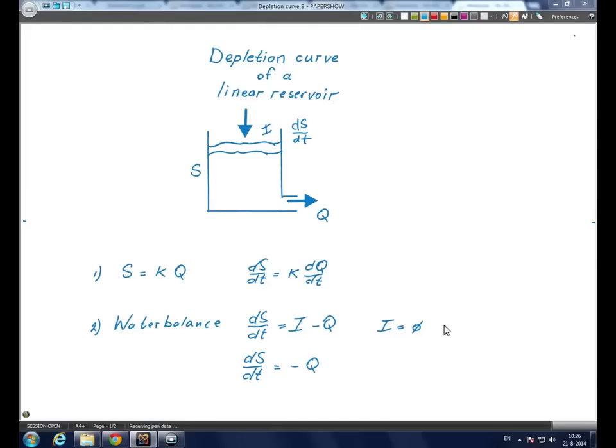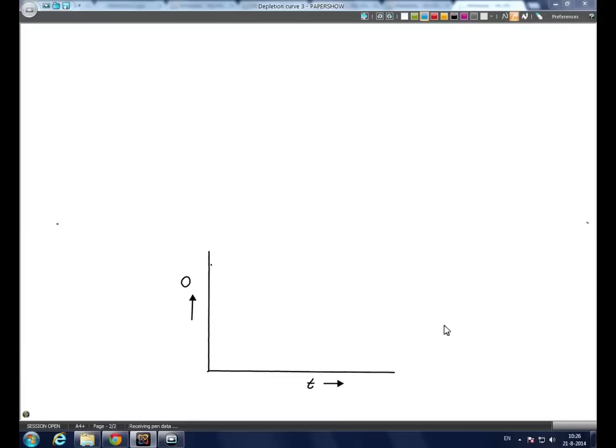We can combine these two equations, 1 and 2, and this will result in Q equals minus K dQ/dT, which is a simple differential equation that we can solve. Remember, Q is a function of time, and the solution is a negative exponential function.